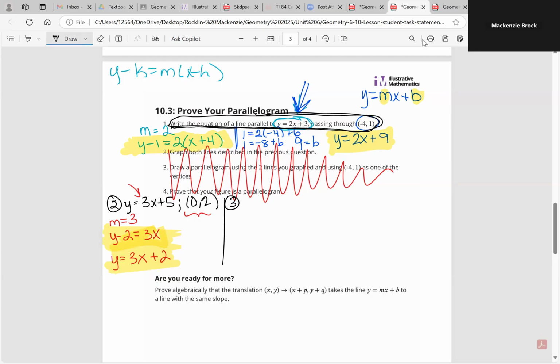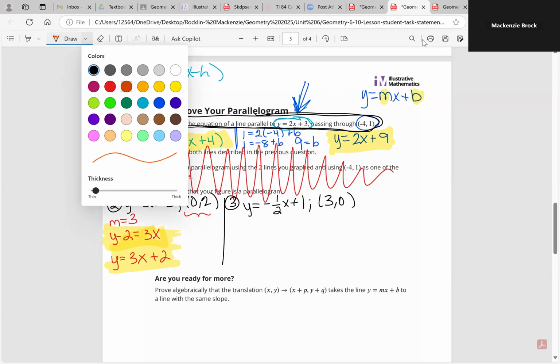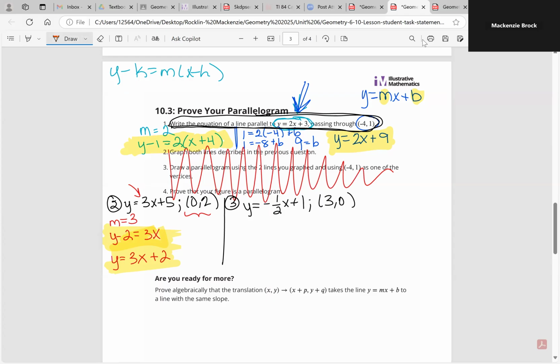I want to write the equation of the line that is parallel to y equals -1/2 x plus 1 and goes through the point 3, 0. Okay, so if I'm parallel to it, remember, I have the same slope, and then I have a point here. So y minus 0, which is just y, equals -1/2 times x minus 3. There you go. There's one of mine right there.